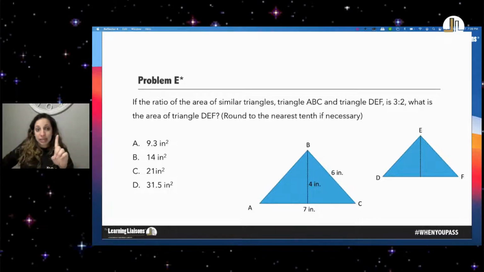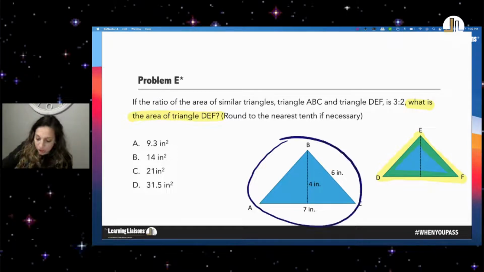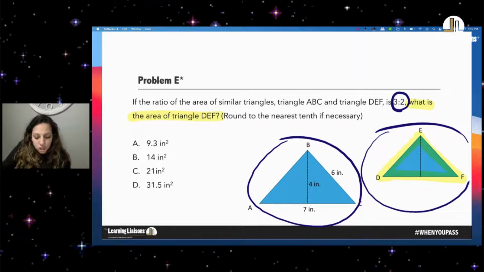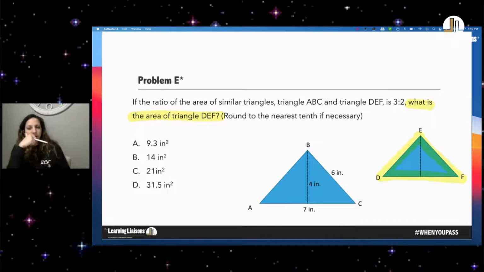So what are they asking us to find? They're asking us to find the area of triangle DEF, which is this triangle. But we haven't been given any measurements for that triangle. We haven't been given a base. We haven't been given a height. We haven't been given anything other than the ratio of the area of this triangle to this triangle is 3 to 2. So what do I need to do first?